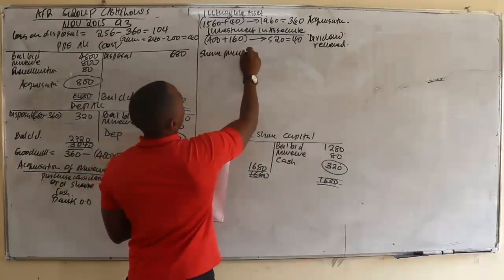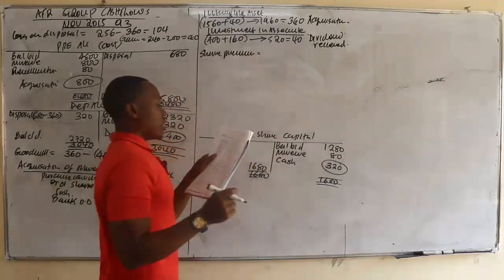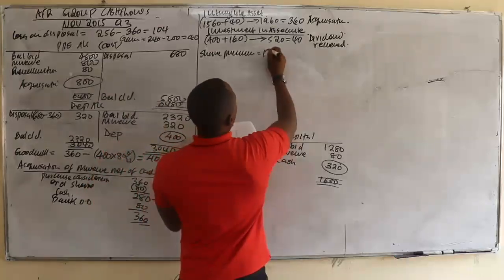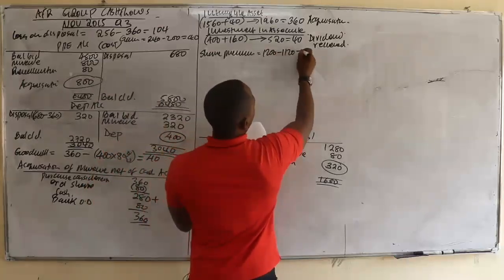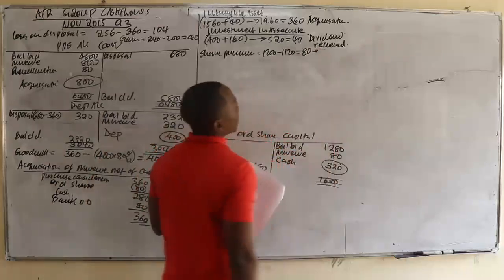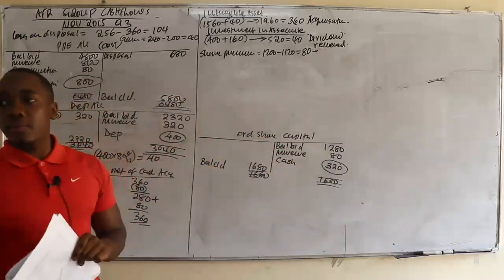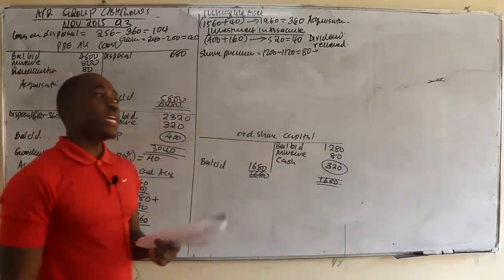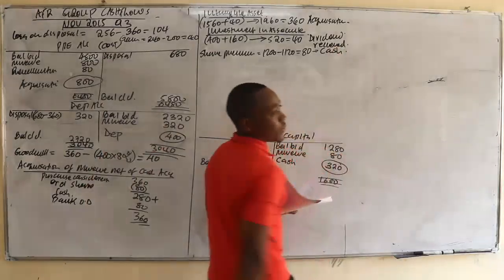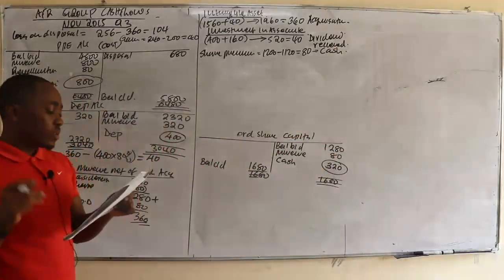Share premium. How much is the opening balance? 1120. Then it increased to 1200. 1200 minus 1120, there was an increment of how much? 80. What is that 80? The change in share premium is what? Issue of shares, still part of cash. It's the amount of shares that we issued in cash.